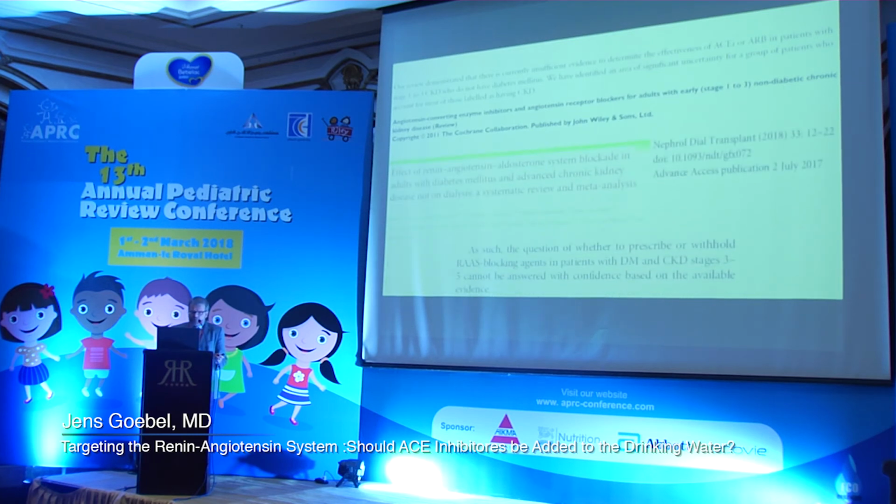And then what about more advanced chronic kidney disease? Once again, in adults. So this is a systematic review and meta-analysis very recently published of adult diabetics with advanced chronic kidney disease, so stage 3 to 5, and even in those patients, according to this meta-analysis, the question of whether or not to prescribe or withhold RAS blocking agents cannot be answered with confidence based on the available evidence.